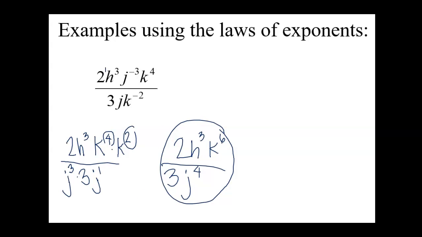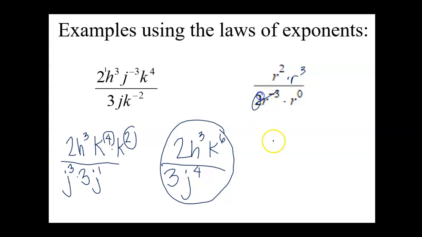Okay, so let's try another example. So I have r squared over 2r to the negative third times r to the 0 power. The first thing I need to do here is take care of my negative exponent. Because I see that there's r to the negative third down here, I know that I'm going to have an r to the positive third on top. So that's going to take care of that.